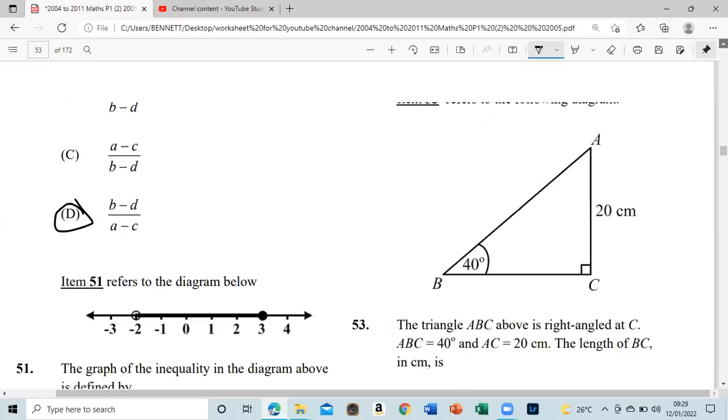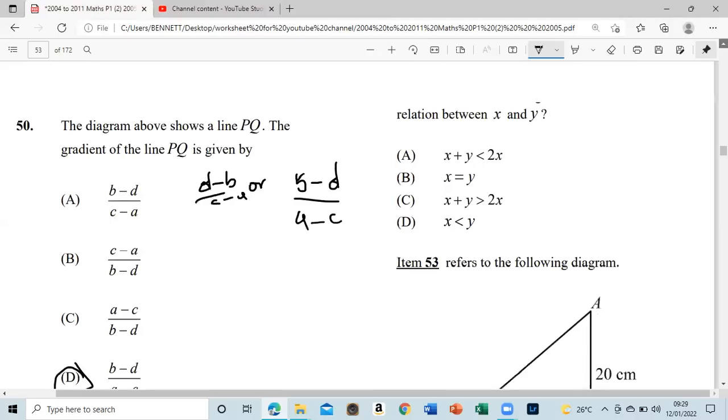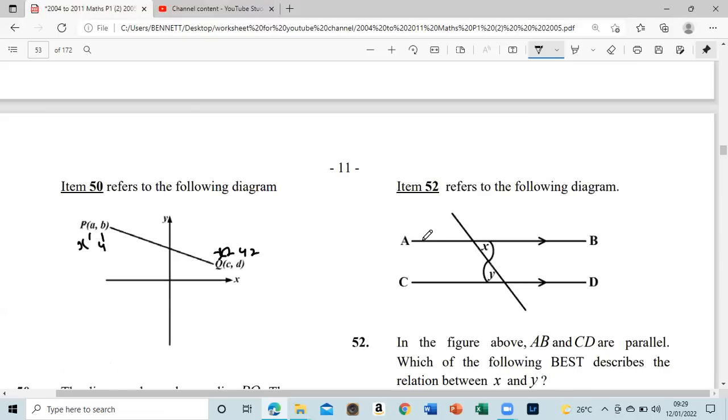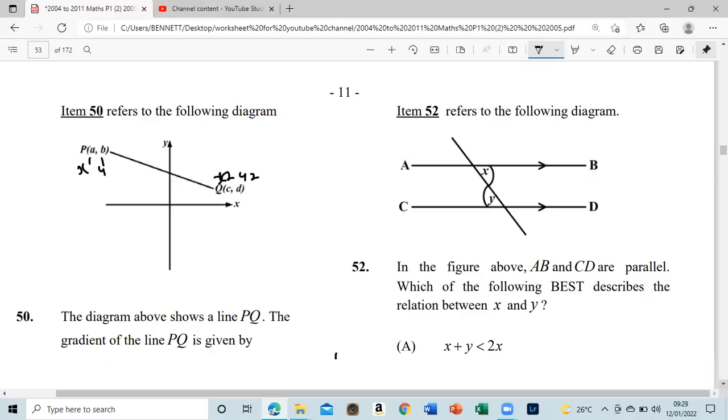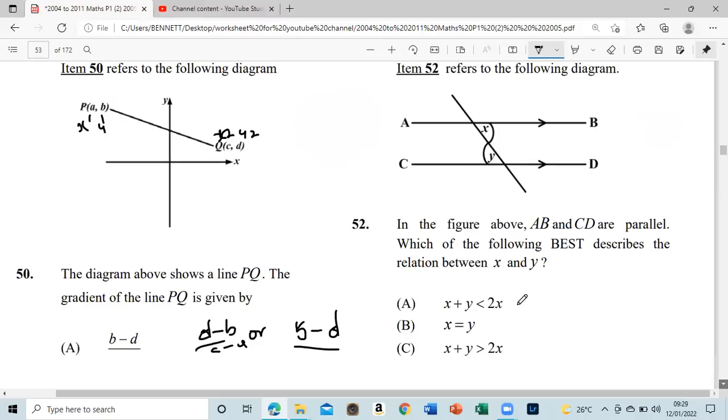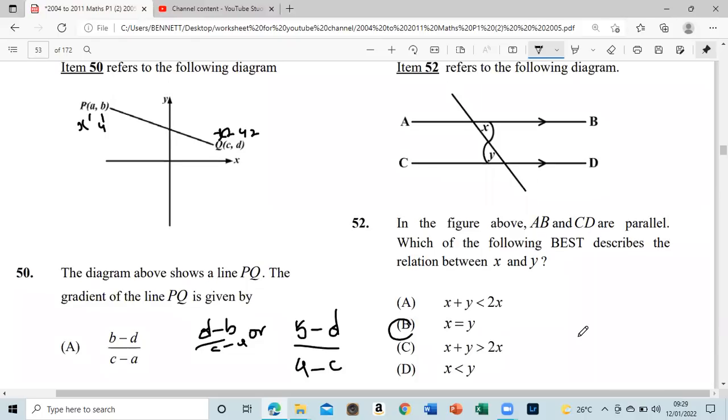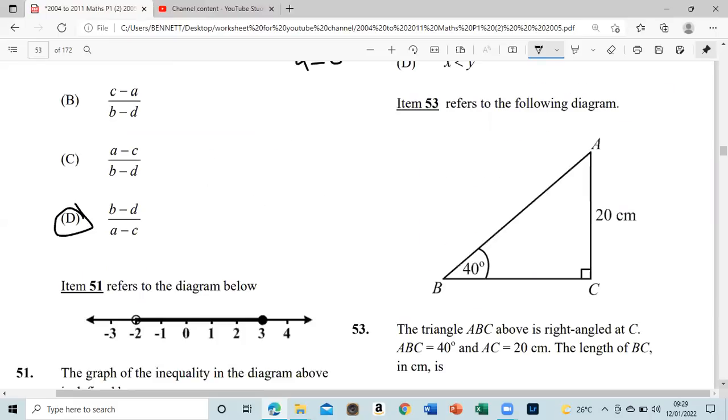On to 52. In the figure above, AB and CD are parallel. Which of the following describes the relationship? X is equal to Y. Alternate angles are Z angles.